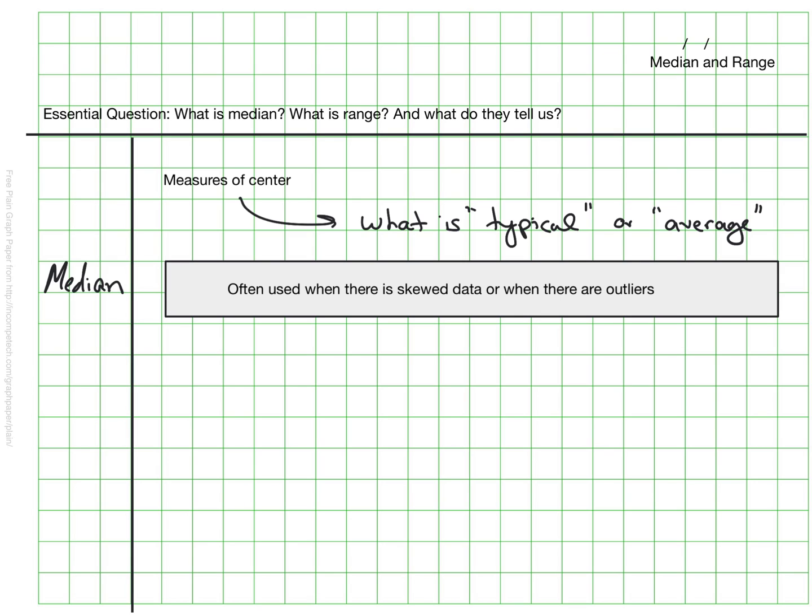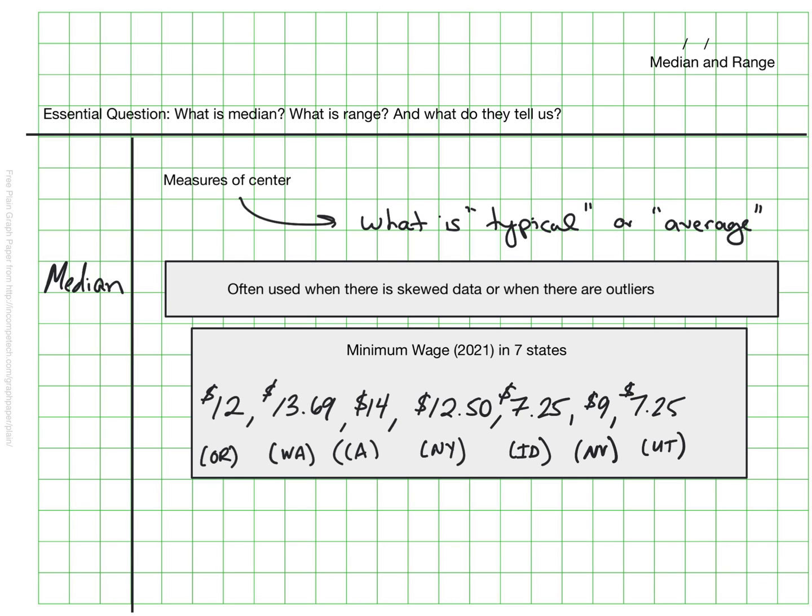After all, if we're trying to figure out what's typical and we have one person or one piece of data that's way outside everybody else's, if we include that in a mean, for example, it's going to really impact the mean and it won't give a full picture or tell the full story. So the median is used often when there's skewed data or when there are outliers.